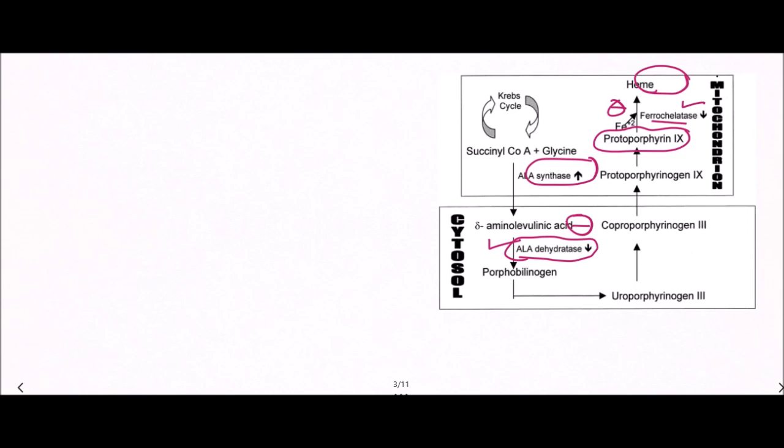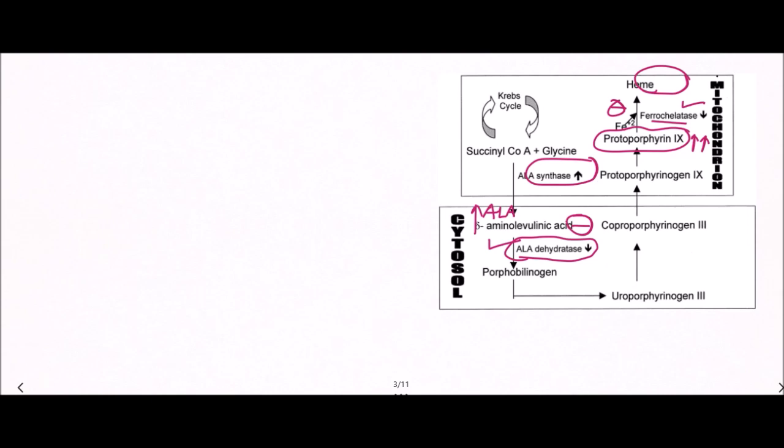So what happens after inhibition of ALA dehydratase? There is increased concentration of delta aminolevulinic acid, and increased concentration of protoporphyrin 9 after inhibition of ferrochelatase. These two laboratory investigations are very important for diagnosis of lead poisoning. This is the main mechanism.